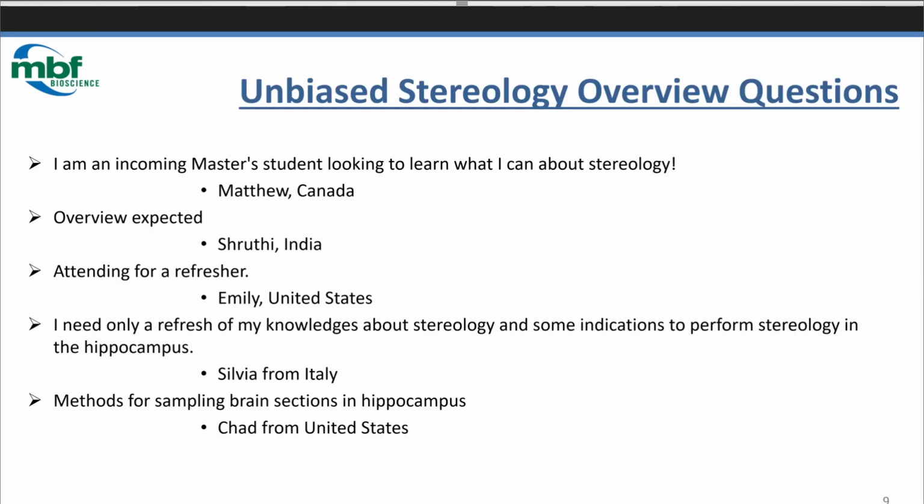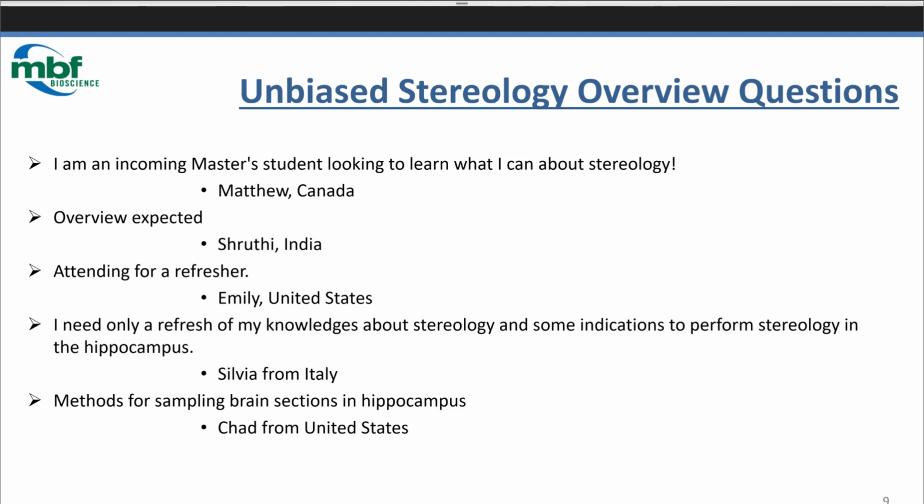Let's go back to these questions. Matthew, Shruti, Emily, Sylvia, and Chad all wanted an overview. In summary, use systematic random sampling. You can estimate number, length, surface, or volume. Sylvia and Chad mentioned a specific region of interest. Really, any region of interest, any type of tissue is fair game for these probes.